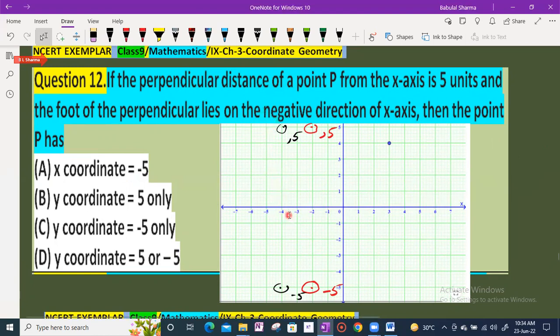ये upside आपका positive direction है और downward side ये आपका negative direction है, लेकिन distance तो same है. So distance is always positive. Distance कभी negative नहीं होता. Yes, that is what the 5 unit distance means above x-axis. That is distance 5 unit means in the negative direction of x-axis. तो दो point क्या हो सकते हैं? Yes, y coordinate can be plus 5 or minus 5. So D is the correct option.